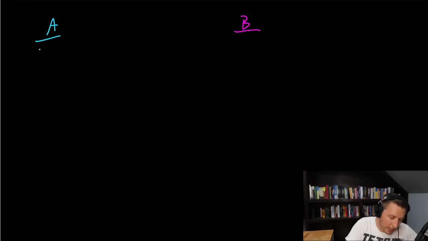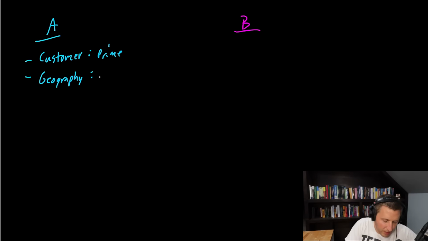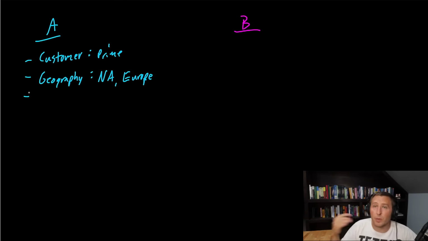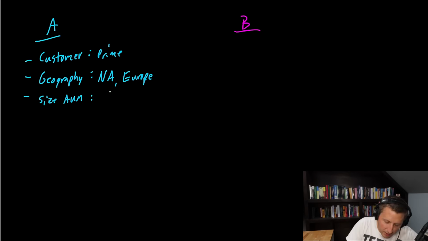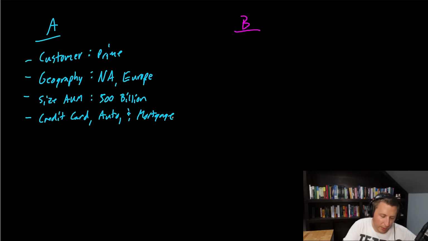Let's say Bank A is going to pick some sort of customer base. Our customer is going to be a prime customer. Their geography is going to be North America and Europe. Their size, the assets under management, or really the balance sheet, let's say is $500 billion. And the products they focus on are going to be credit card, auto, and mortgage.